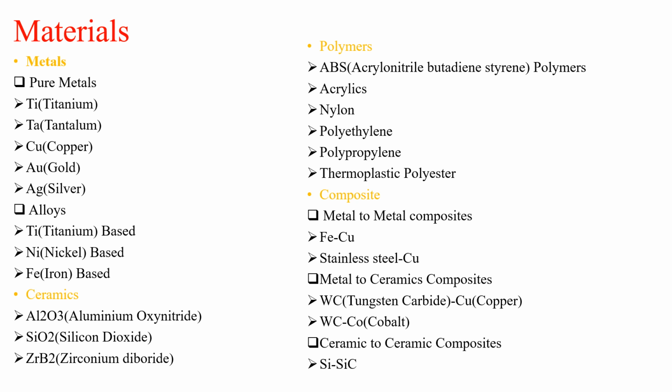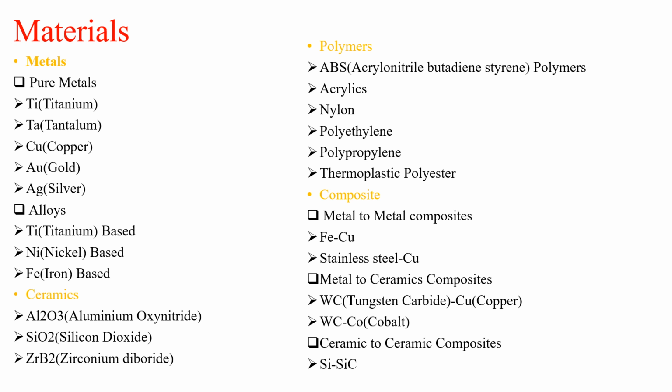Let's see the materials. The materials are classified into four types: metals, ceramics, polymers, and composites. If we look at the metals, the metal is again divided into two subtypes: pure metals and alloys. Normally used metals for this are titanium, tantalum, copper, gold, and silver. And if it is alloy based, it can have titanium based, nickel based, or iron based metals.